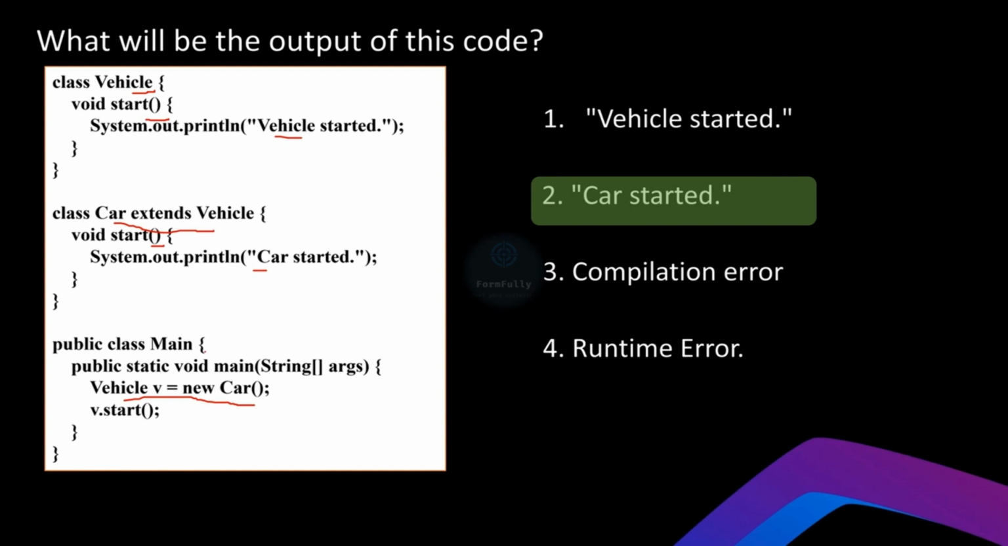This is an example of polymorphism and dynamic method dispatch. When you call the start method on the v object, Java determines which version of the start method to execute based on the actual type of the object at runtime. In this case, v is referencing a Car object. So the overridden start method in the Car class will be called. Therefore, the output of the code will be car started.